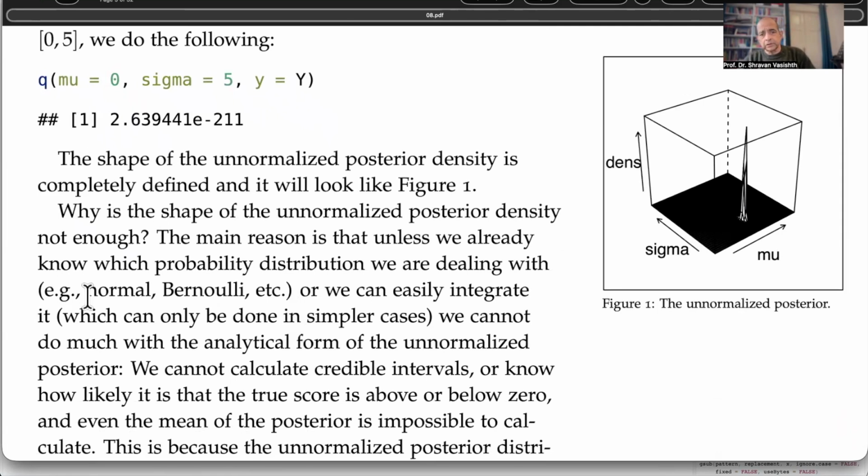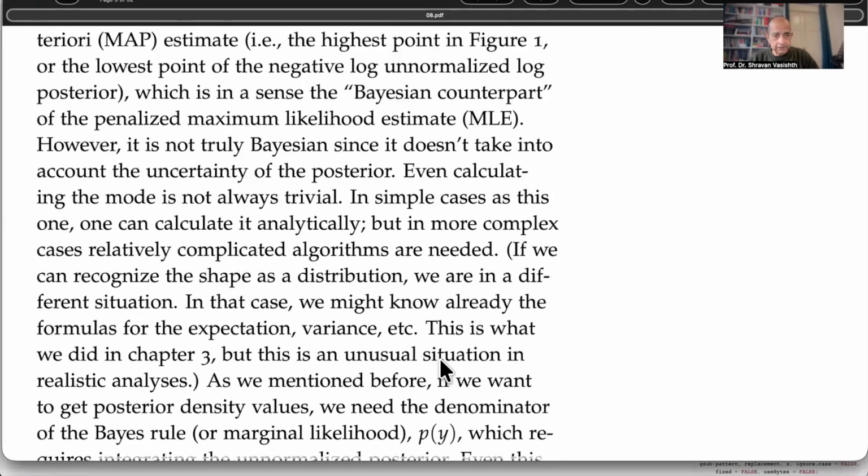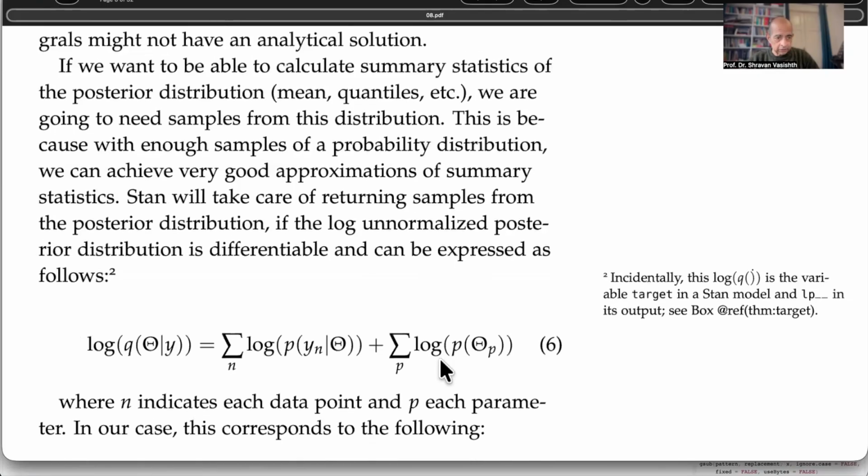So as discussed also in the textbook, the shape alone of the unnormalized posterior density, this one here, is not enough for us to figure out the summary statistics, right, over the credible interval and so on. So that's why what HMC, Hamiltonian Monte Carlo, does is that it generates samples from that unnormalized joint posterior, and it gives you samples that you can use to compute summary statistics, right? So that's what all this big discussion is about.